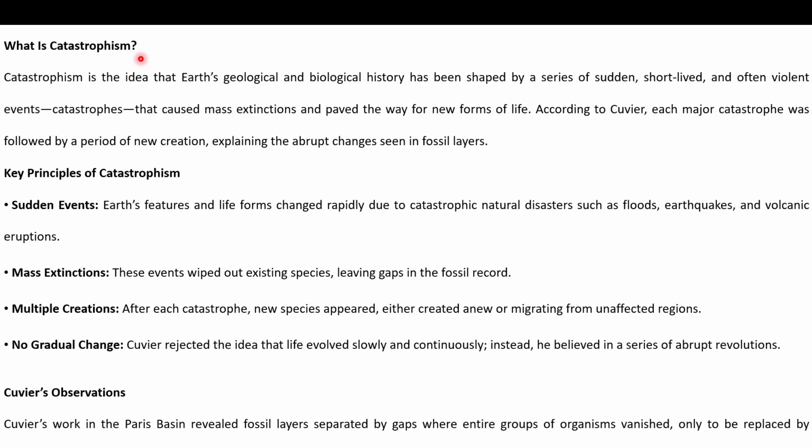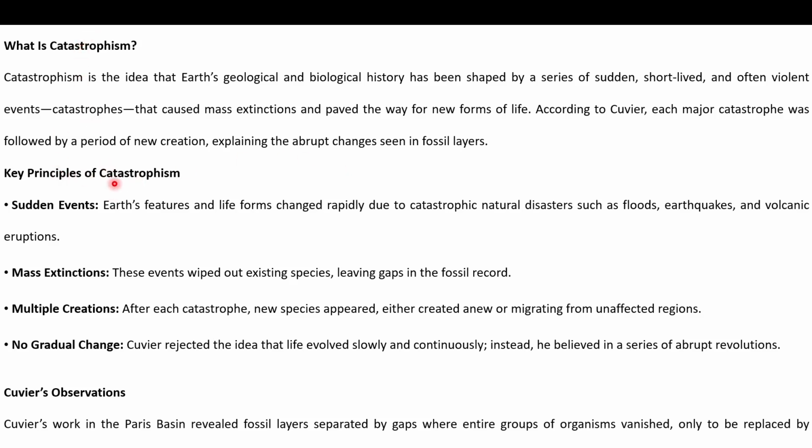Now, there is another theory called the theory of catastrophism, which suggests that Earth's geological and biological history have been shaped by a series of sudden, short-lived, and often violent events or catastrophes that eventually caused mass extinctions and paved the way for new forms of life. This was given by Cuvier, and according to Cuvier, each major catastrophe was followed by a period of new creation, explaining the abrupt changes one can see in the layers of fossils.